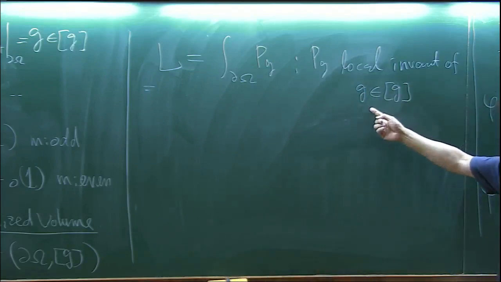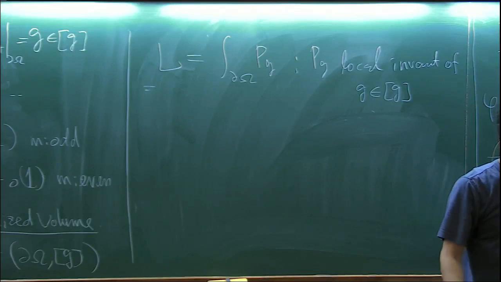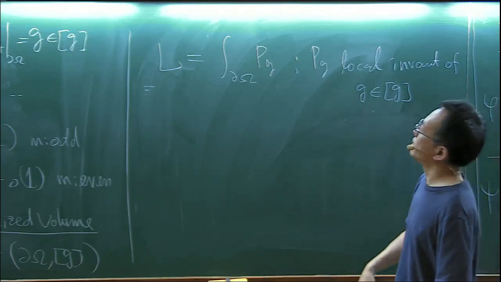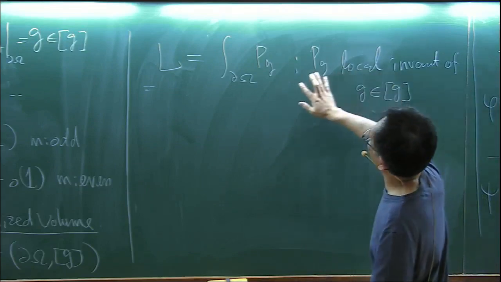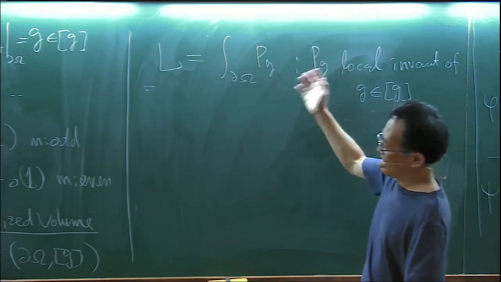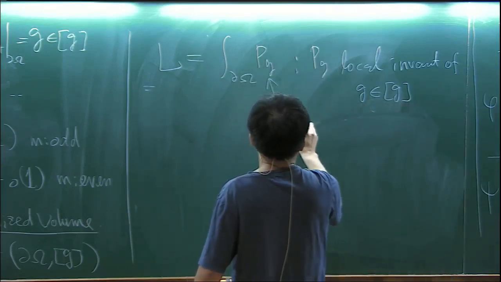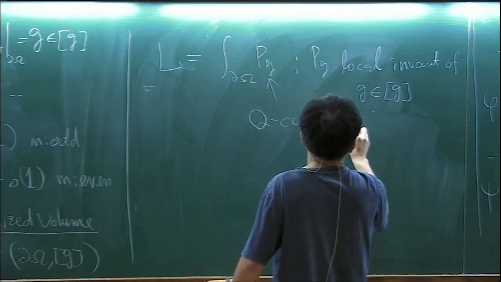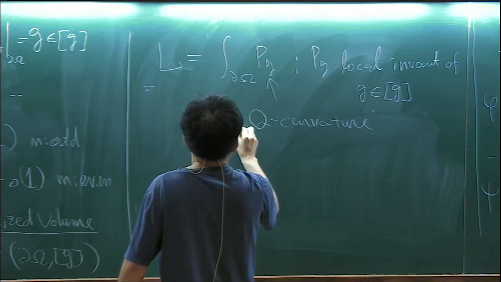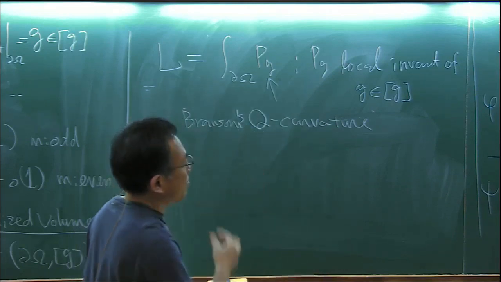So given G, you have some function, like the one that appears in the heat kernel expansion, some invariant polynomial in the curvature. This is not conformally invariant, but the integral becomes conformally invariant. So that's the situation, and this is called Q curvature, Tom Branson's Q curvature. Okay. This is the conformal setting.